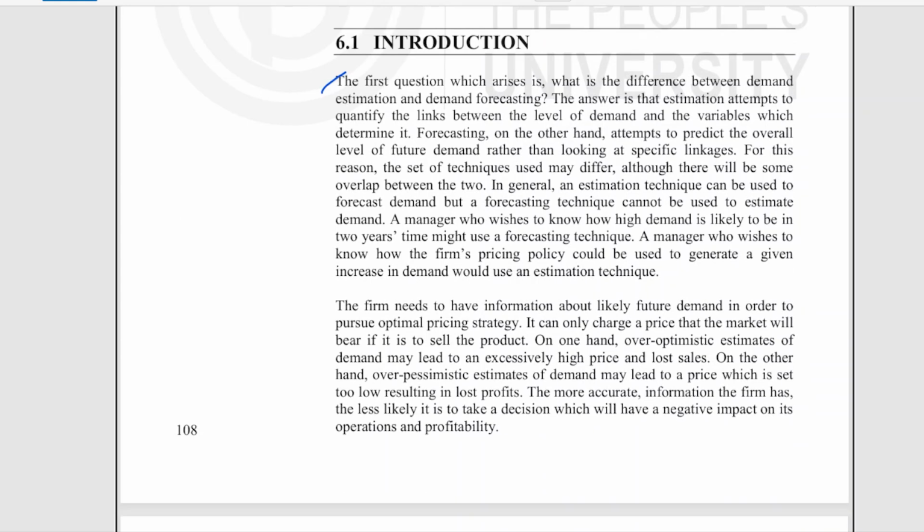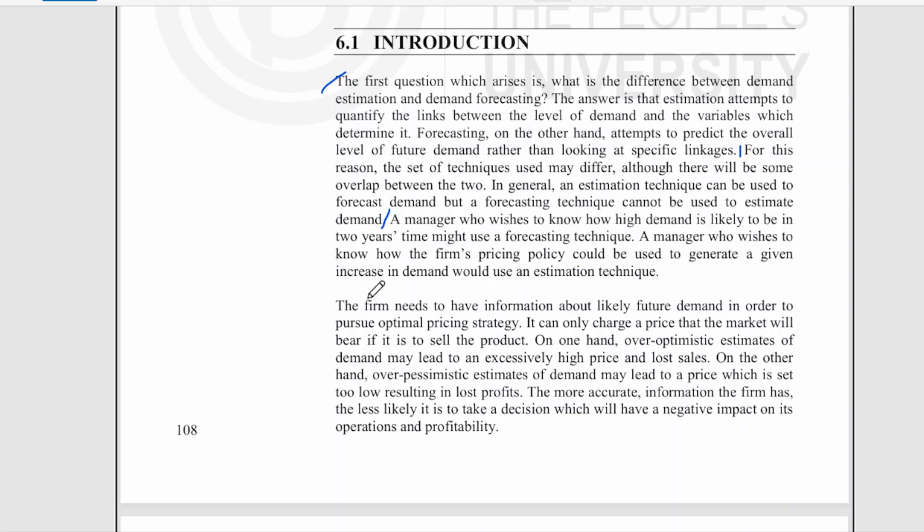The first question which arises is: what is the difference between demand estimation and demand forecasting? Estimation attempts to quantify the link between the level of demand and the variables which determine it. Forecasting, on the other hand, attempts to predict the overall level of future demand rather than looking at a specific linkage. For this reason, the set of techniques used may differ, although there will be some overlap between the two. In general, an estimation technique can be used to forecast demand, but a forecasting technique cannot be used to estimate demand.